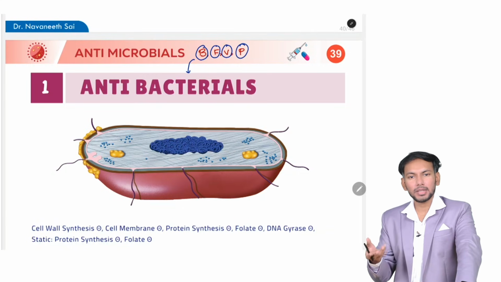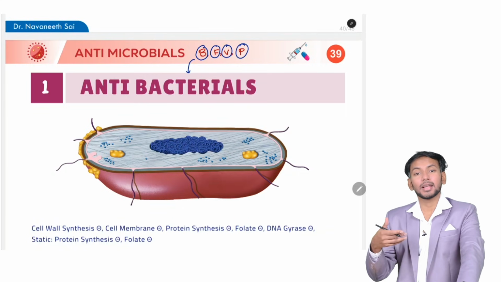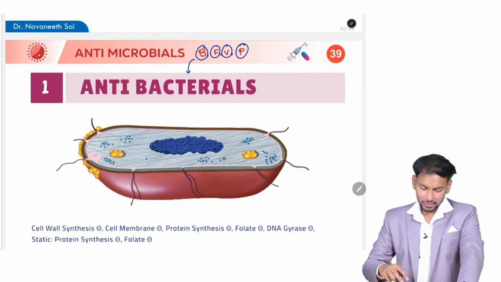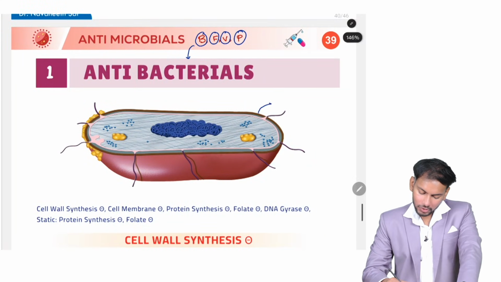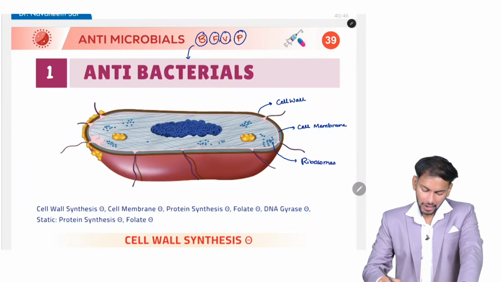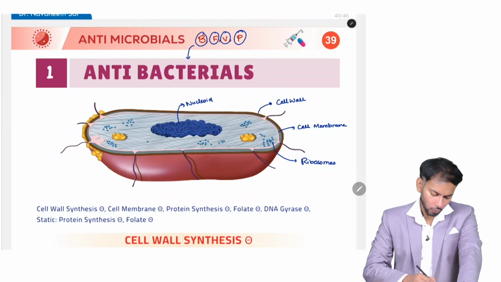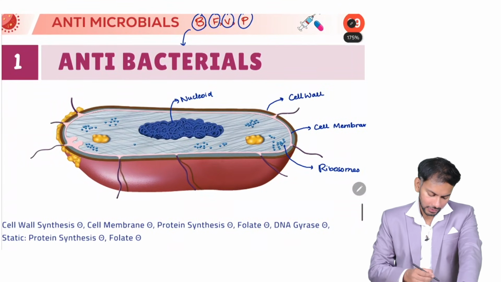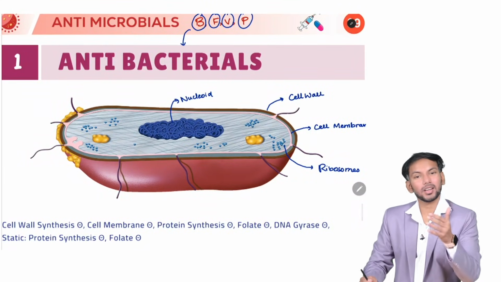Now if you know the structures of bacteria, you know the classes of antibacterials. Let us see how. So the outermost structure of the bacteria is cell wall, and then inside you have cell membrane, and these round structures are ribosomes, and this is what is nucleoid. So if you want to break the bacteria or kill the bacteria, what you should do? You have to break the structures of the bacteria.